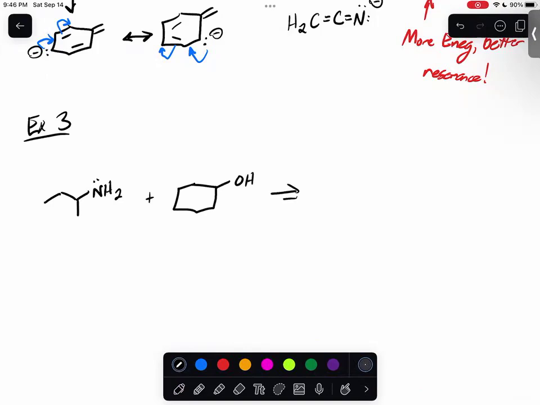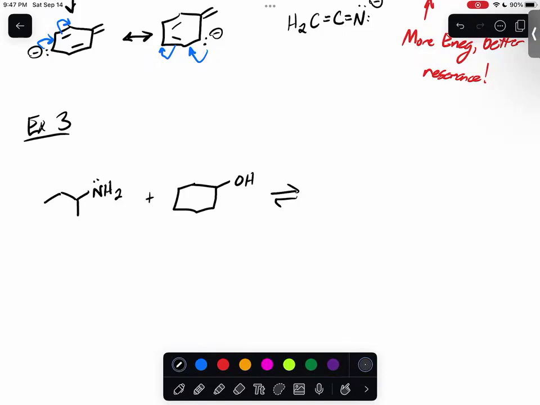So, looking at this one, this one's a little interesting because for example 3 here, we have two neutral species, which means that we don't really have a situation where we can immediately point out one is the acid or the base. So this brings up the example from the previous lecture where I said step 1 is you need to find the most acidic proton.